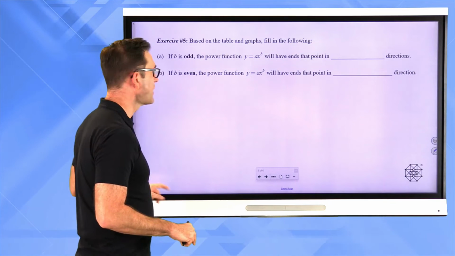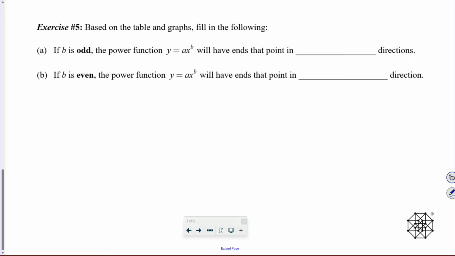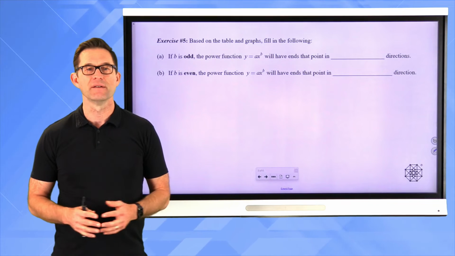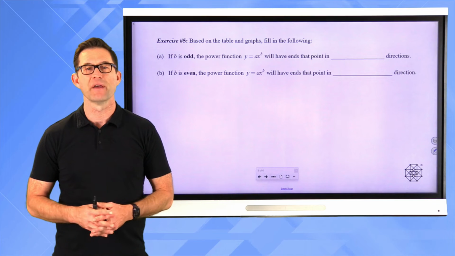Now let's take a look at exercise number 5. Based on the table and graphs, fill in the following. Letter A, if b is odd, the power function y equals ax to the b will have ends that point in blank directions. And if b is even, the power function y equals a times x to the b will have ends that point in blank direction. All right, see if you can fill those in to make the sentences make sense based on what you saw.